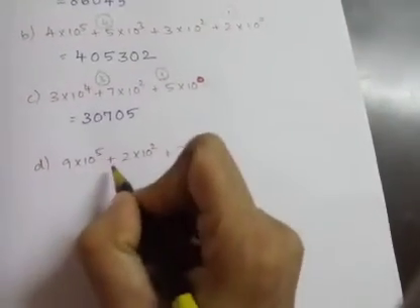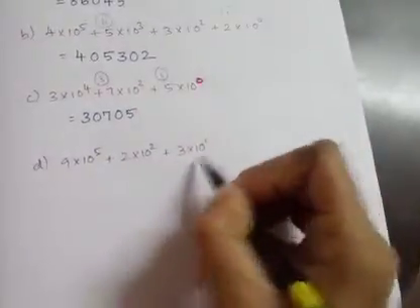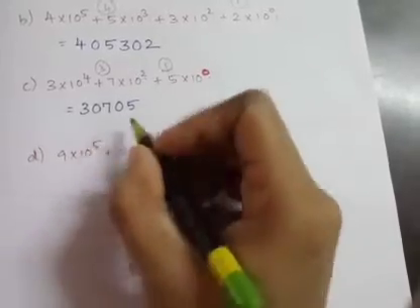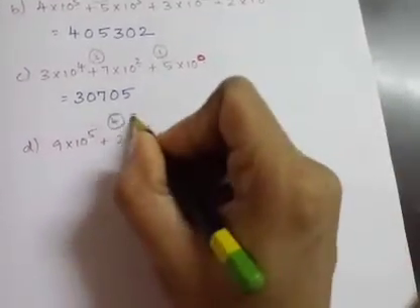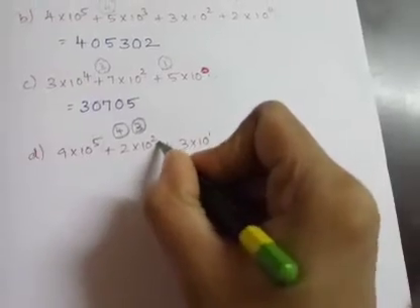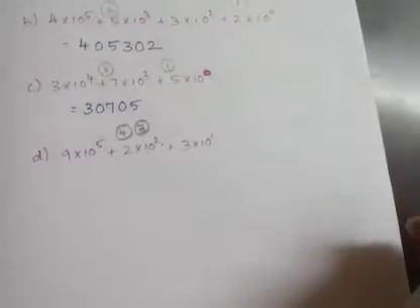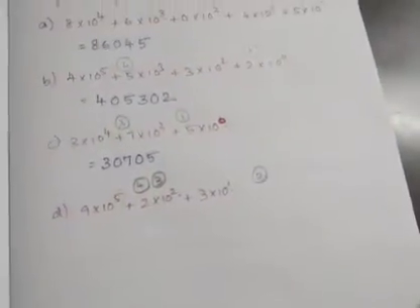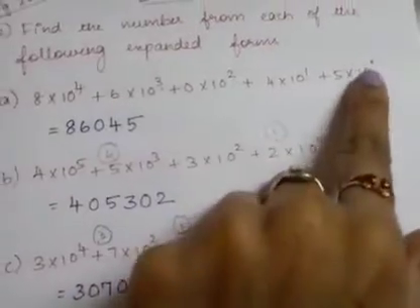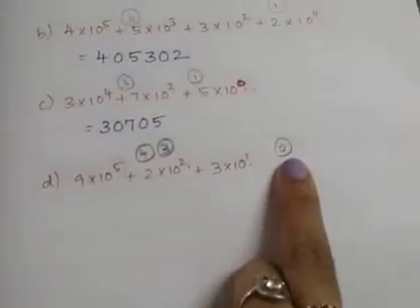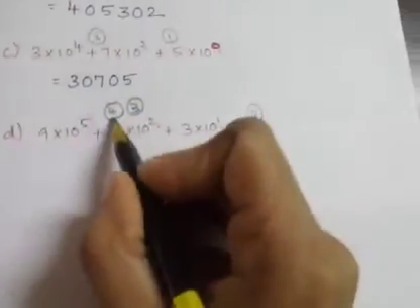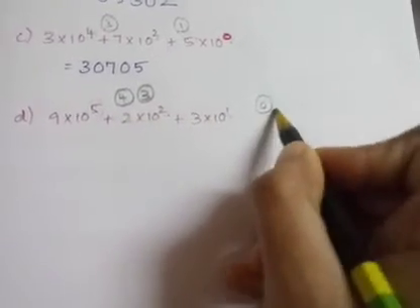9 into 10 power 5 plus 2 into 10 power 2 plus 3 into 10 power 1. Check. 5 power is there, 4 power is missing, 3 power is missing, 2 power is there, 1 power is there. Then 0 power is missing. Everything should start from the highest value and end with 0 power. But here 0 power is also missing, so that should be included. Don't stop before this. So 5, 4, 3, 2, 1, 0.